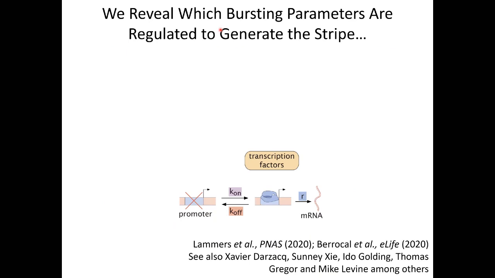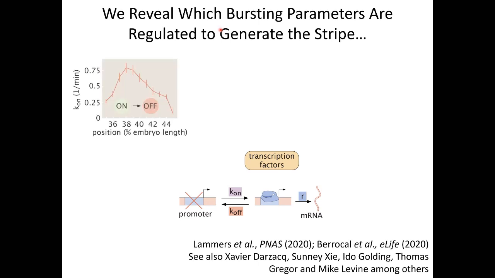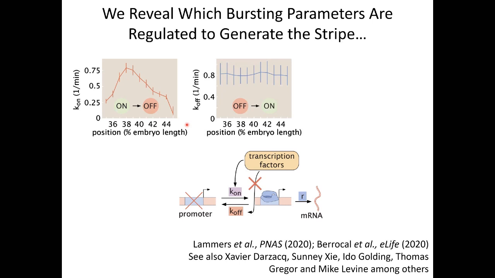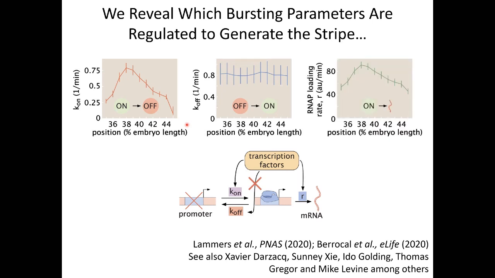Okay, so now that we know K on, K off, and R, we can measure them as a function of position, and we can ask, how does the burst frequency vary as you move along the stripe? And what you see is that, sure enough, the burst frequency is modulated in a stripe-like fashion. If you look at the burst duration as a function of position, you see that this is not modulated in any way. But the burst amplitude is modulated also in a stripe-like fashion.